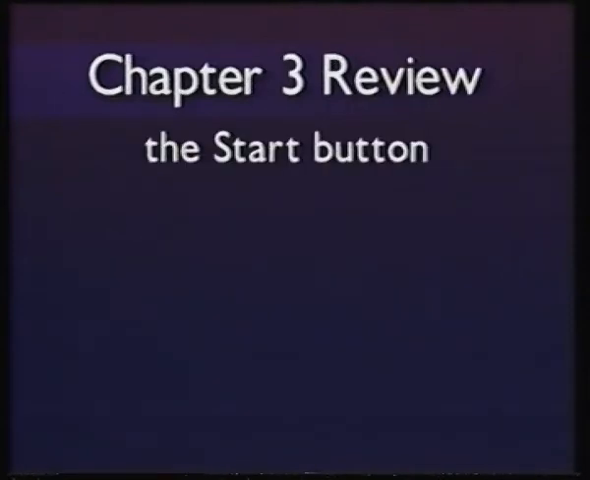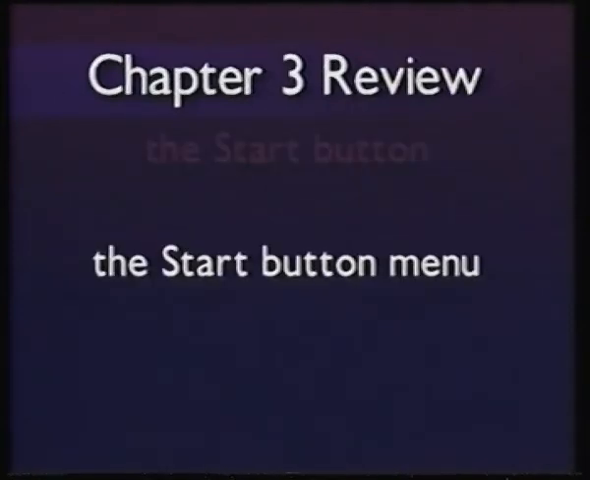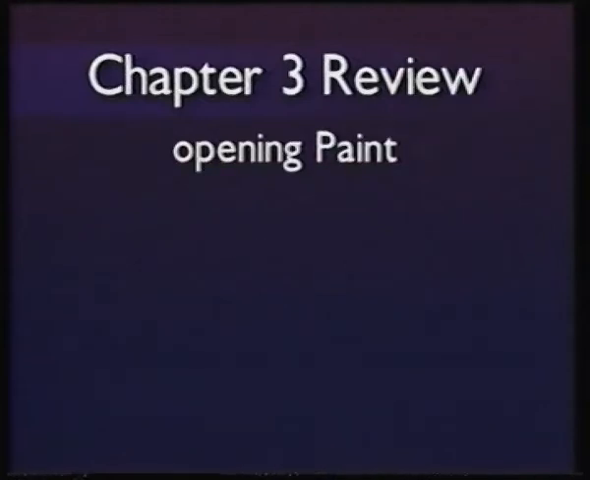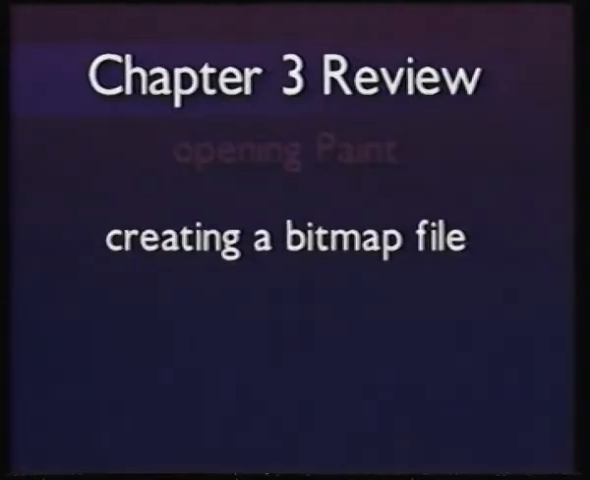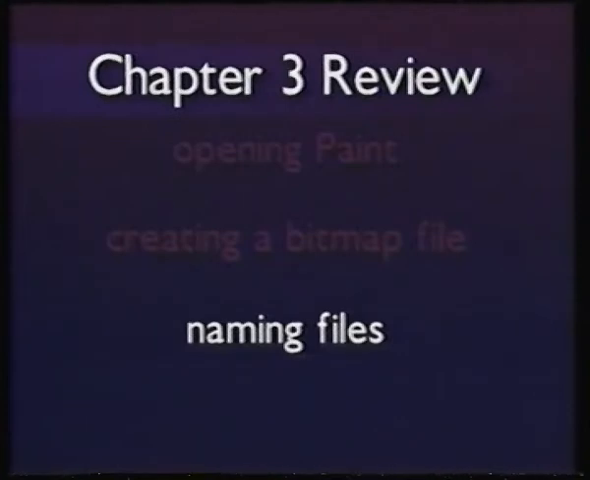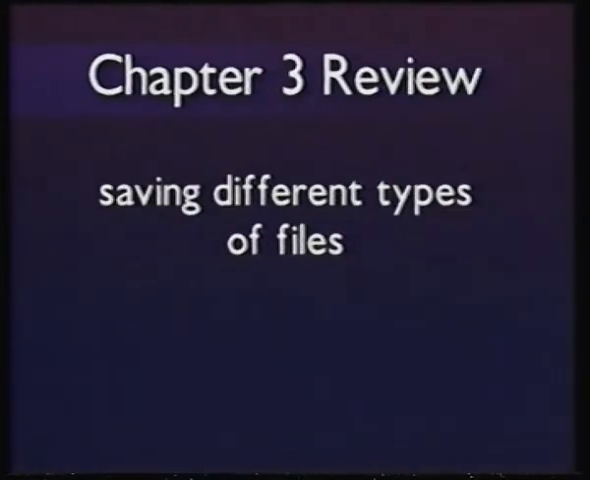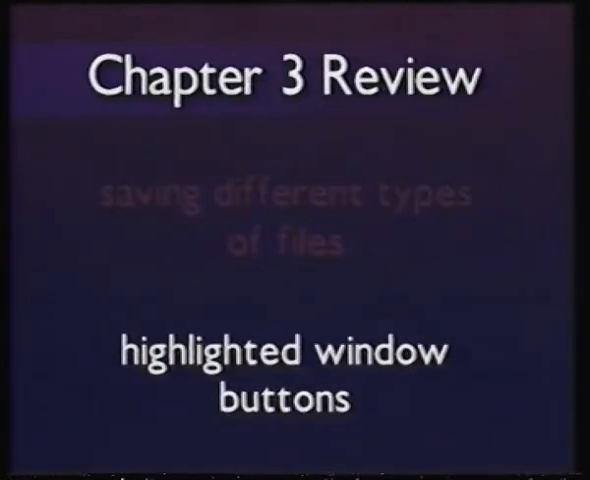Let's review what we've covered in this chapter. We discussed the Start button and its menu, learned about two special keys on the Microsoft Natural Keyboard, and opened the Paint program through the Start menu. We used tools to create a bitmap file and discussed naming files. Then we learned how to specify where they are saved and how to save them as different types of files. We also learned how to take advantage of the highlighted button in a window.